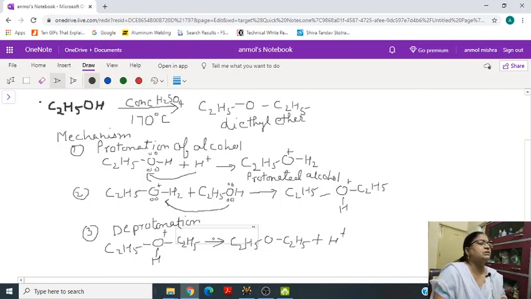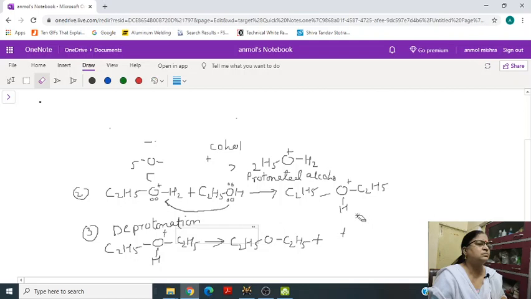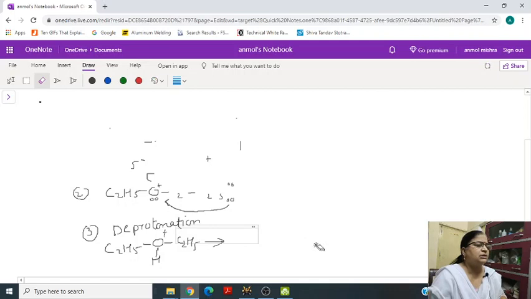Next is Williamson synthesis. Williamson synthesis is the method of preparation of ether when sodium alkoxide reacts with alkyl halide, it forms ether. Now, alkoxide is formed when alcohol reacts with sodium.